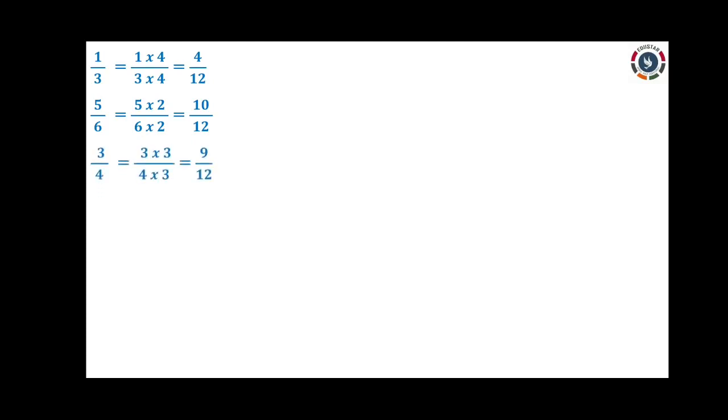Next fraction 3 by 4. 4 multiplied by 3, we get 12. The numerator also multiplied by 3. 3 threes are 9. The fraction is 9 by 12. Next the fraction 1 by 2. 2 multiplied by 6, we get 12. The numerator also multiplied by 6. 1 six is 6. So the fraction is 6 by 12.